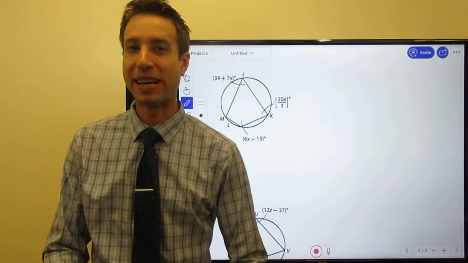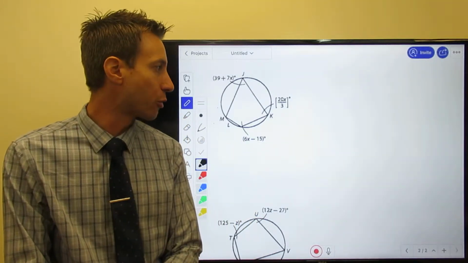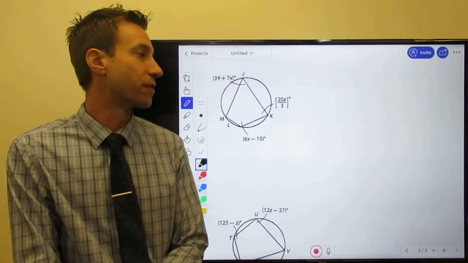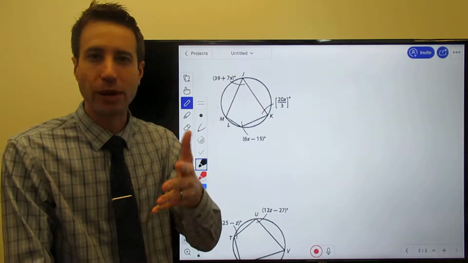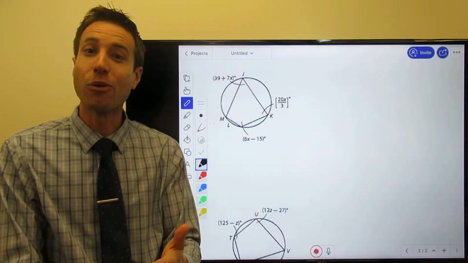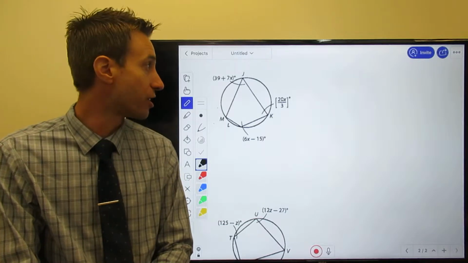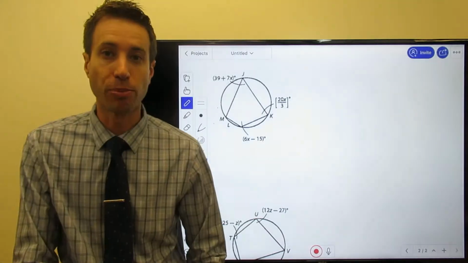Alright guys, welcome to this page of the notes. Again, what we're doing is using that inscribed quadrilateral theorem to solve some of these diagrams, these problems that I've given you. Once again, remember the way it works is opposite angles of an inscribed quadrilateral have to sum to 180 degrees. So let's jump right into this.